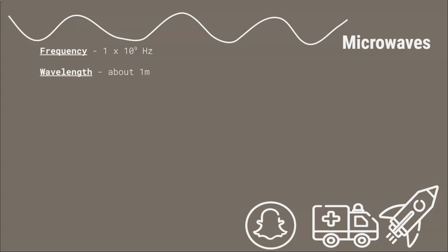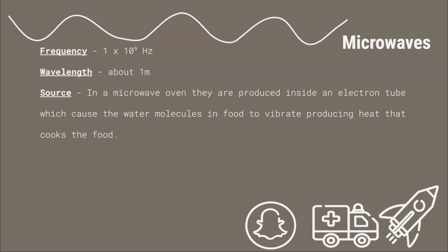Microwaves. We know what microwaves are. They have a frequency of about 1 times 10 to the 9 hertz, which creates a wavelength of about 1 meter. How does a microwave work? Inside it is an electron tube, which causes the water molecules in the food to vibrate. And when water vibrates, it heats up, because remember, it goes from a liquid to a gas. So it creates energy as it goes from one state to the other, and this produces heat that ends up cooking your food. The energy in this is about 1 times 10 to the negative 5 electron volts, or 0.0001 electron volts.